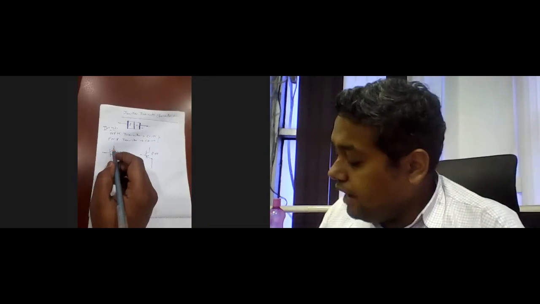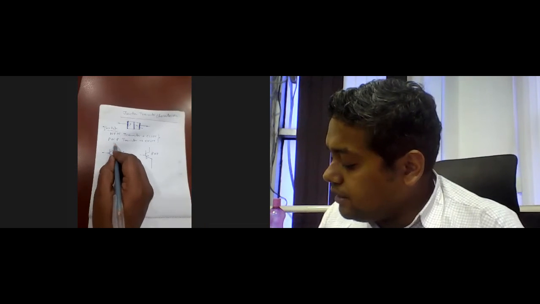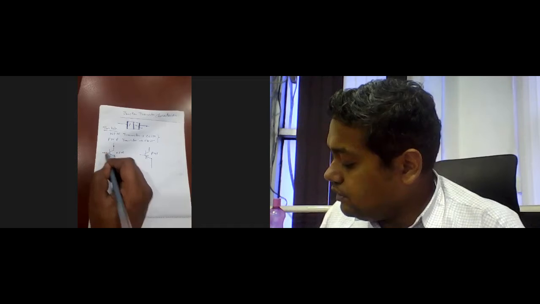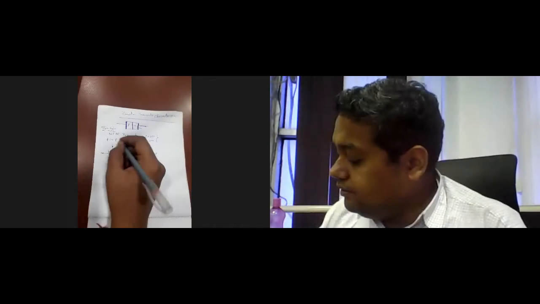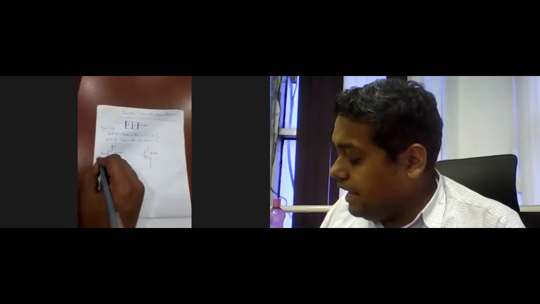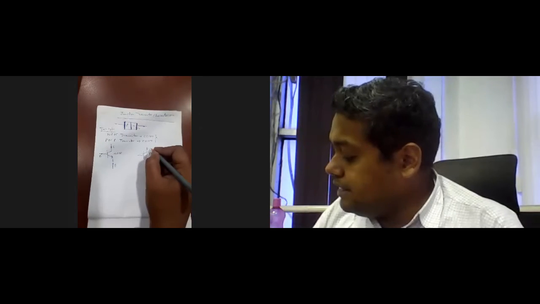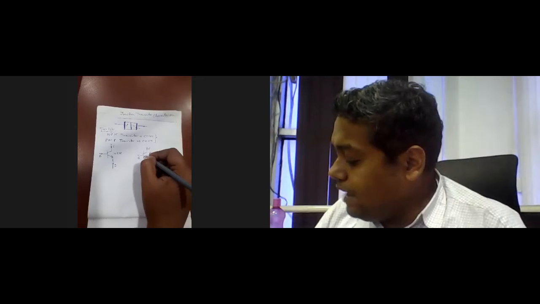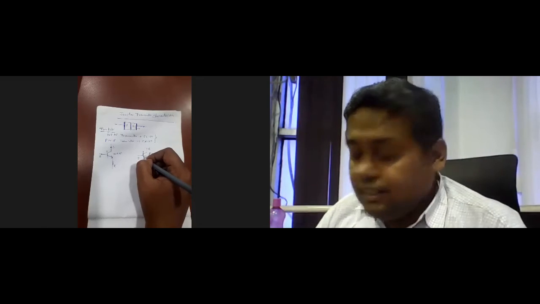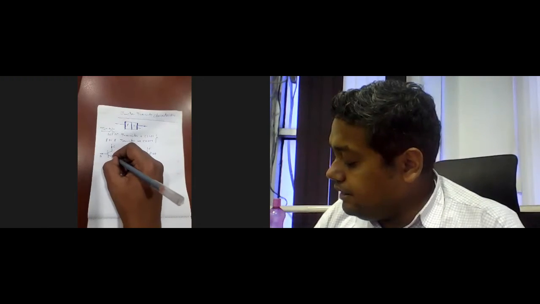So this is the PNP type and this is the NPN type. Now we will define the different terminals of the transistor. These are the three terminals. This is the collector, this is the base, and this is the emitter. For the PNP type, the arrow is on this side, and for the NPN type, the arrow is on this side.